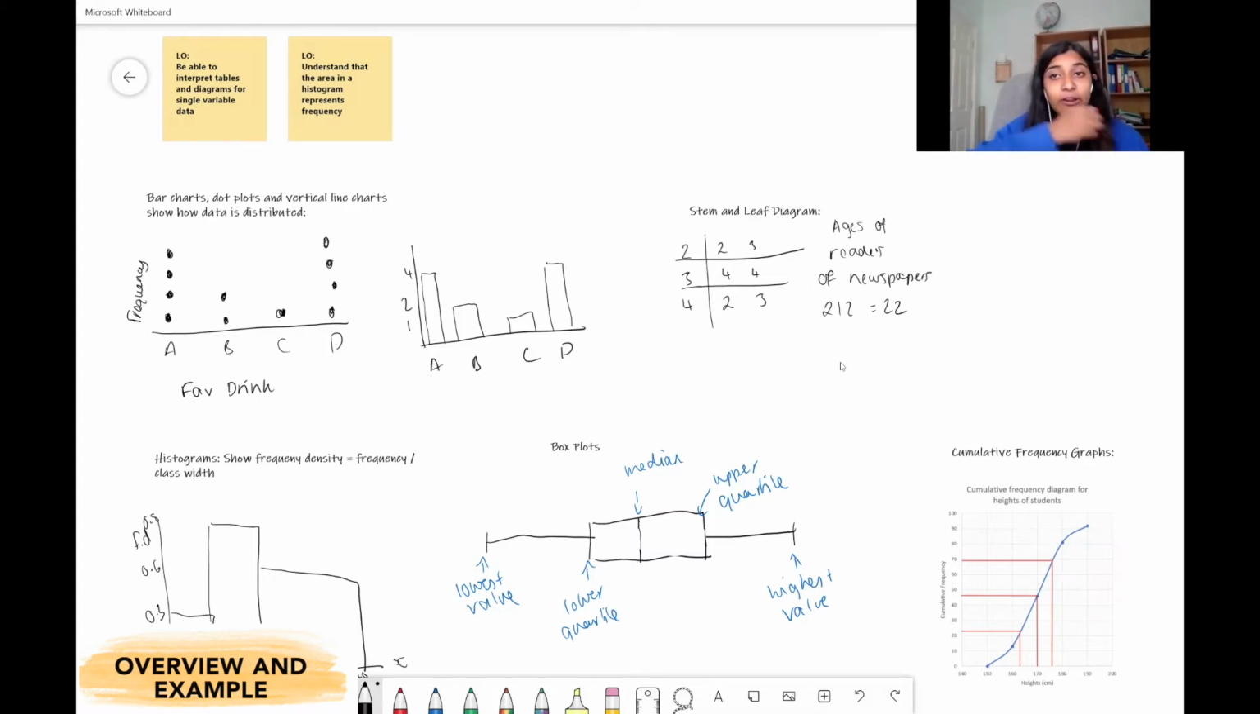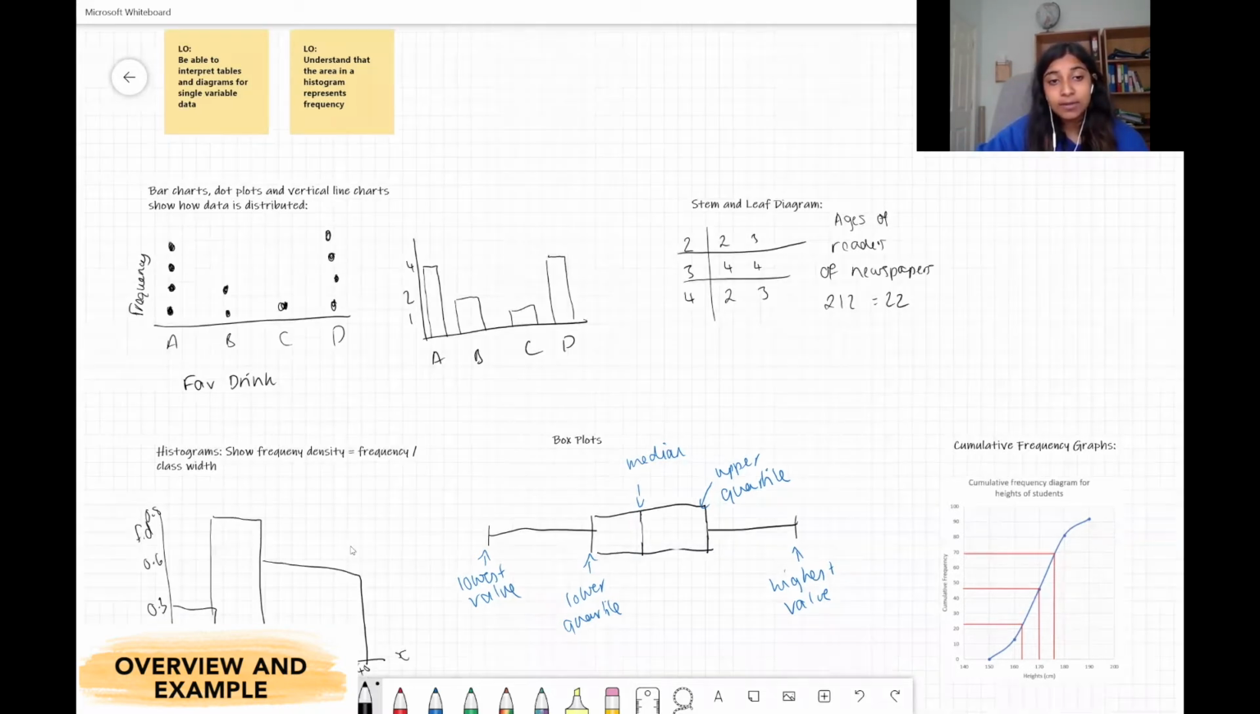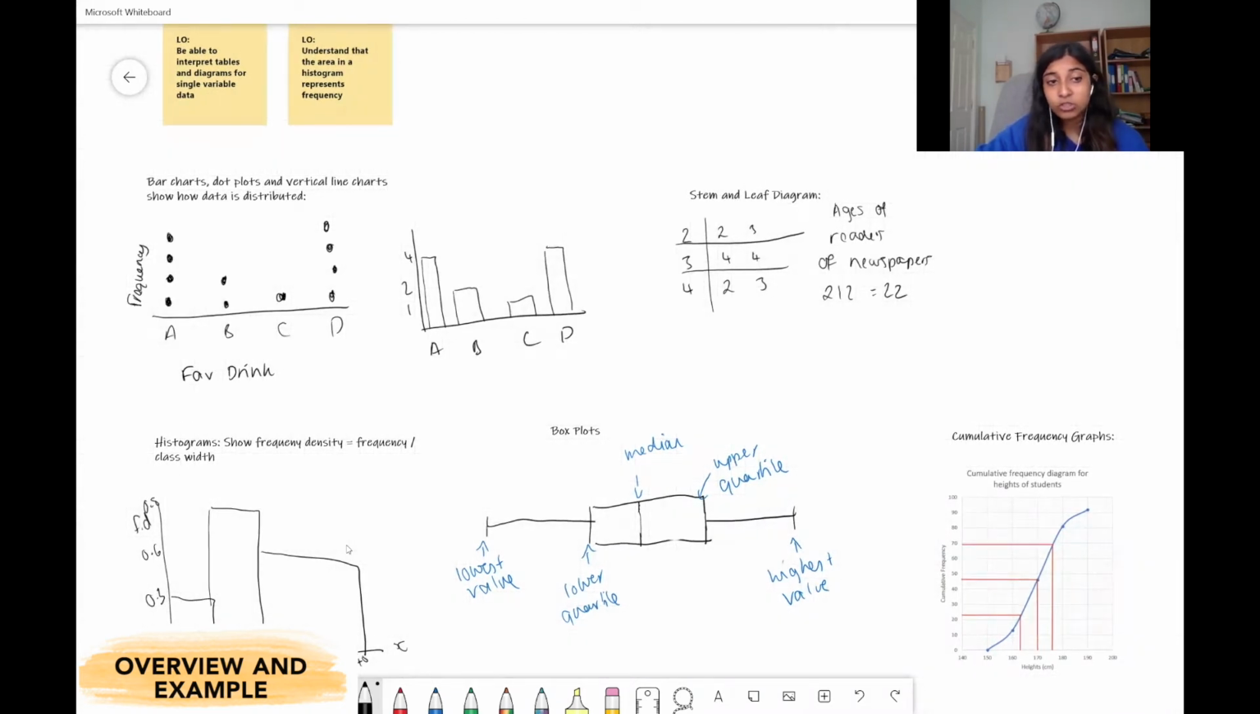Another type of diagram you could have is your histogram, and this shows your frequency density, and your frequency density is equal to your frequency over class width. So unlike your bar chart or dot plot, which show your frequency, this doesn't directly plot frequency, instead it plots frequency density. That means the area of each of your bars represents your frequency, rather than the y-axis representing your frequency.